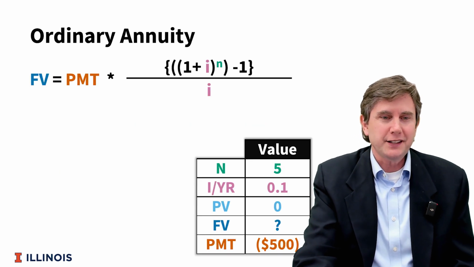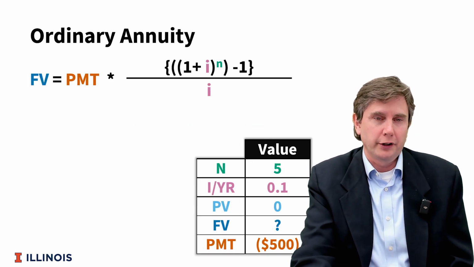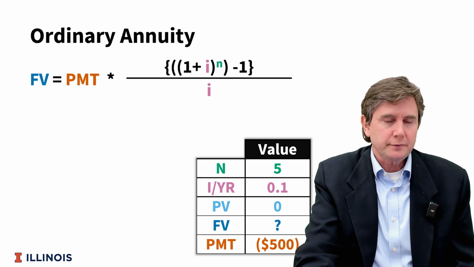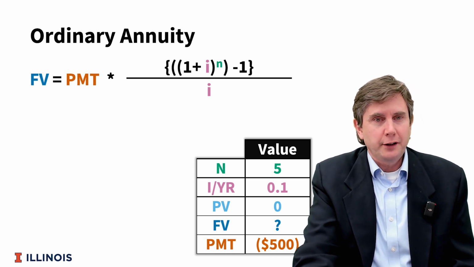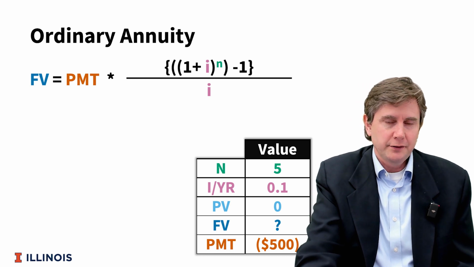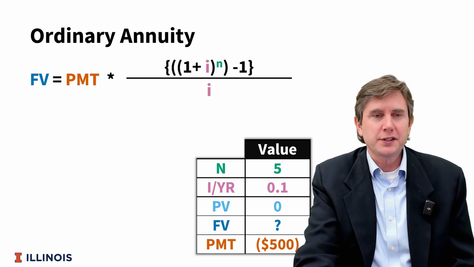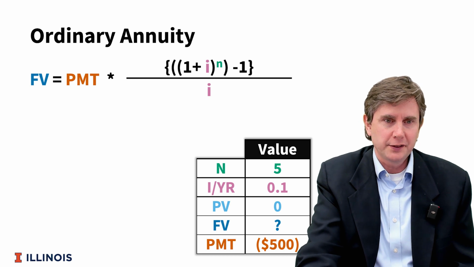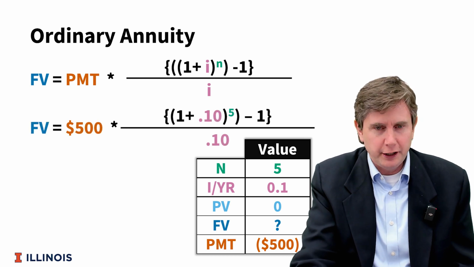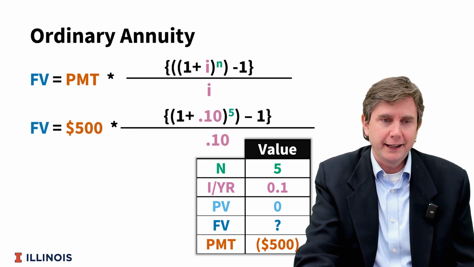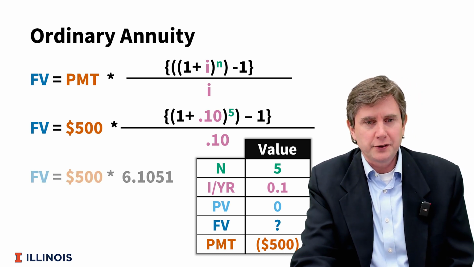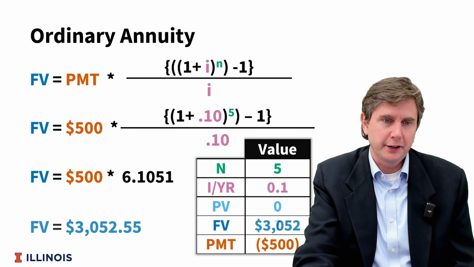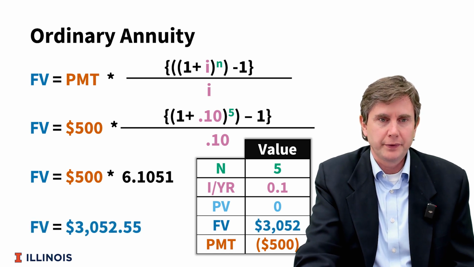Well, mathematically, it's actually quite a bit easier to do an ordinary annuity. We need to find an annuity factor, but there's a little less to find it. We take 1 plus I, raise it to the n, subtract 1, divide it by I, and that gives us the annuity factor we would apply against the payments. So with ordinary annuity on this slide, you'll see that we take 500 times the new annuity factor, 6.1051. We get 3,052 and some change.